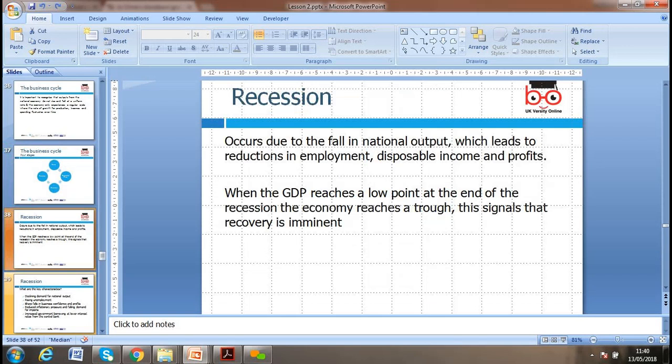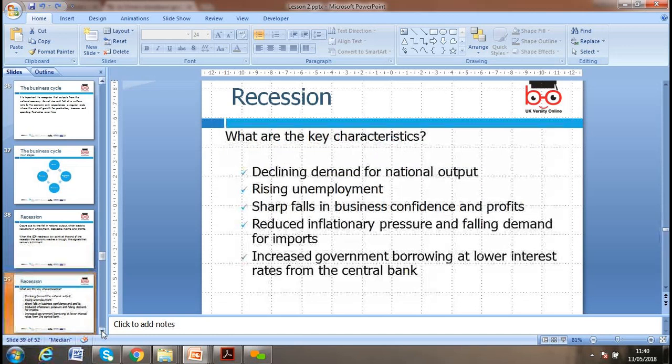Recession occurs due to a fall in national output, which leads to a reduction in employment, disposable income, and profit. When GDP reaches its lowest point at the end of the recession, the economy reaches a trough, and this is a signal that the recovery is imminent.